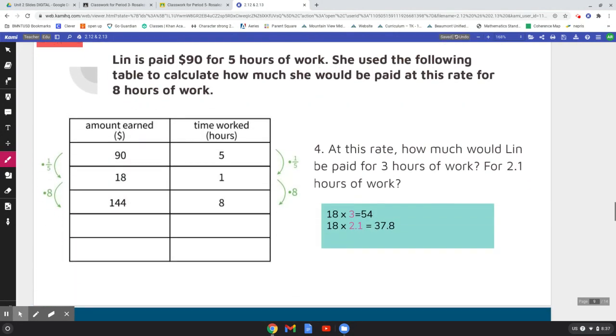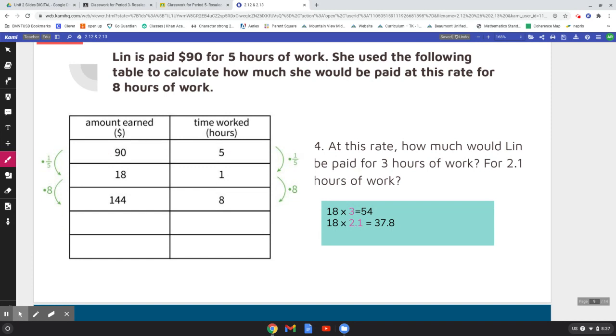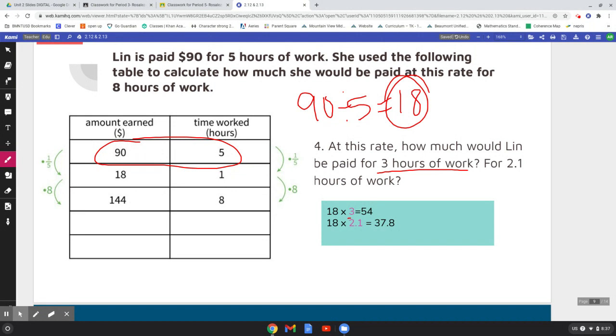So now we're going to physically do this. So it says at this rate, how much would she make in 3 hours of work? So remember, we're dividing these. 90 divided by 5, which I already did, is 18. So now I can take that 18 and I can multiply it by the 3 hours it's saying, and I get 54. So for number 4, write that.